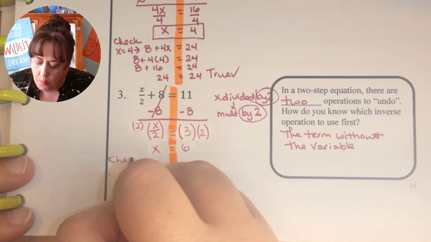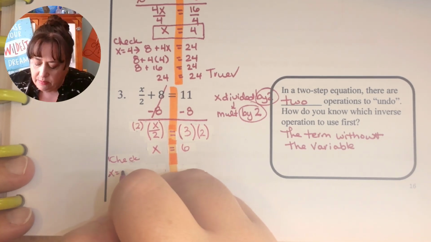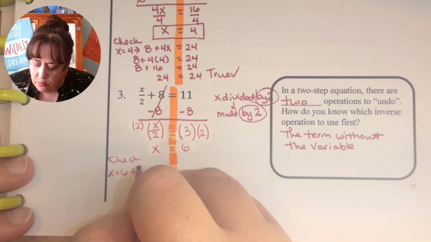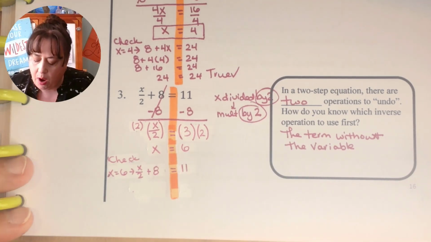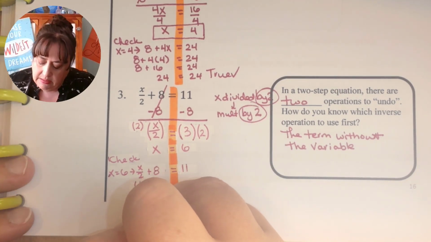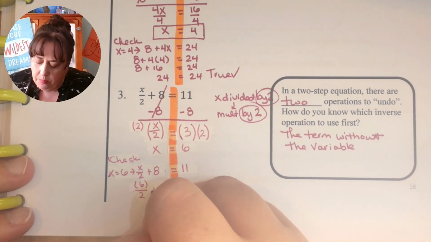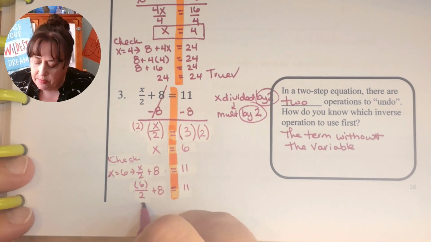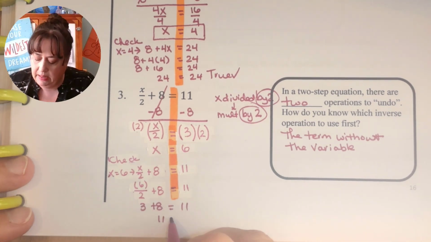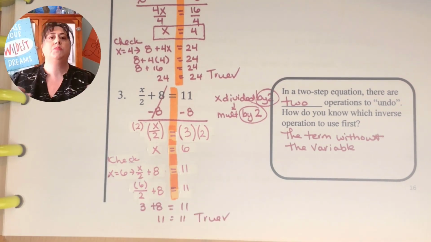We need to check our work. x equals 6. We put it into the original equation, but we write out the original equation to make sure we have it copied right. So 6 divided by 2 plus 8 equals 11. 6 divided by 2 is 3. 3 plus 8 is 11. So that's true.